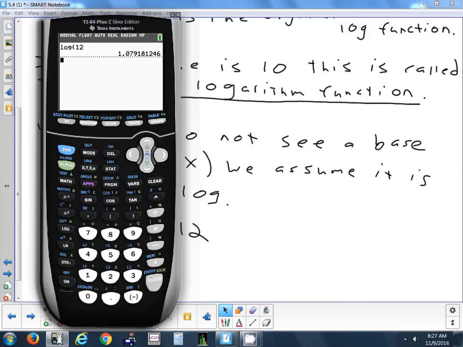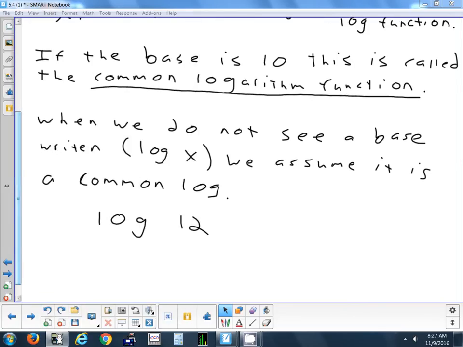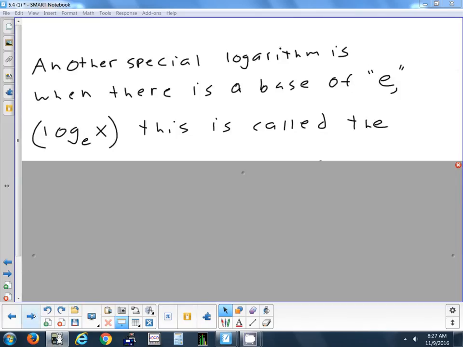What is log equal to? We're going to talk about the formula in a second. Like what is log 12? Like how did the calculator get whatever it was that I had?